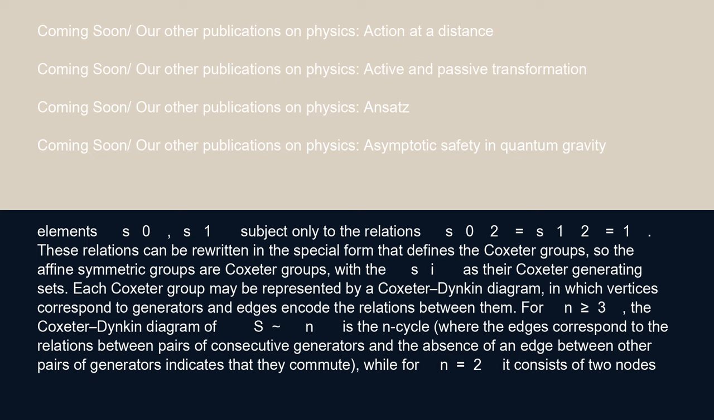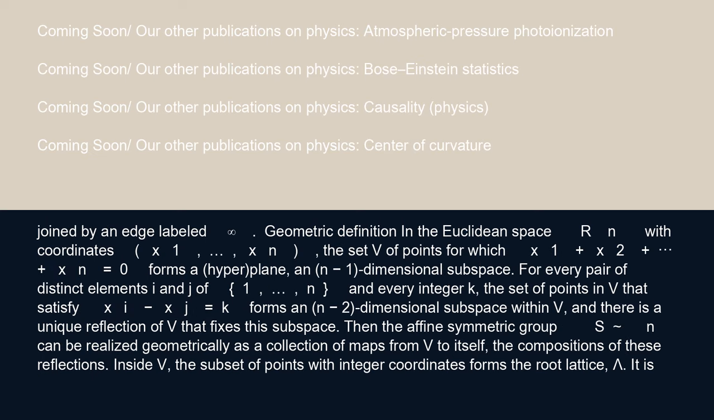Each Coxeter group may be represented by a Coxeter-Dynkin diagram, in which vertices correspond to generators and edges encode the relations between them. For n greater than or equal to 3, the Coxeter-Dynkin diagram of S̃n is the n-cycle, where the edges correspond to the relations between pairs of consecutive generators, and the absence of an edge between other pairs of generators indicates that they commute, while for n equals 2 it consists of two nodes, joined by an edge labeled infinity.